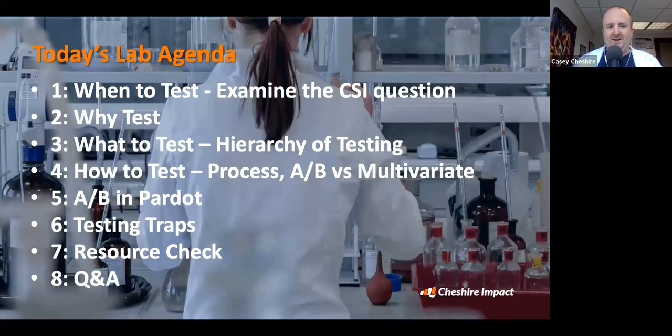What to test. Oftentimes when we asked the question earlier, what do we test? We test the things that the tech makes it easier for us to test, if anything. We're going to have a hierarchy of testing. If you can come away with anything today, the hierarchy of testing blew my mind when I heard about it. It's the idea of, if you can only test one thing, start here, then here, then here. It's really cool.